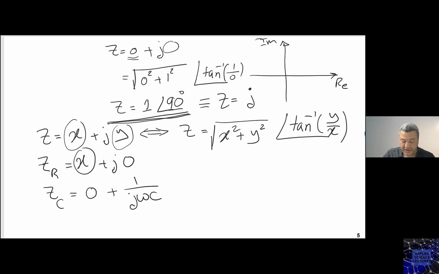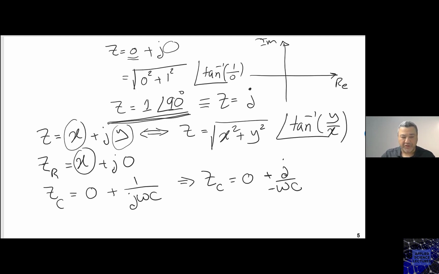If I am to take the j up, then this is going to be 0 minus j over omega C, right? If I am to keep the positive here, then I can say j times 1 minus 1 over omega C. So this is the reactance part of the capacitor.